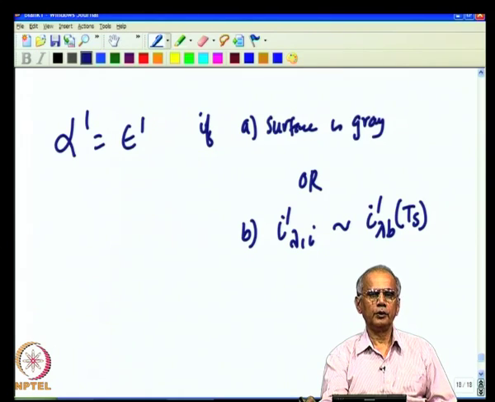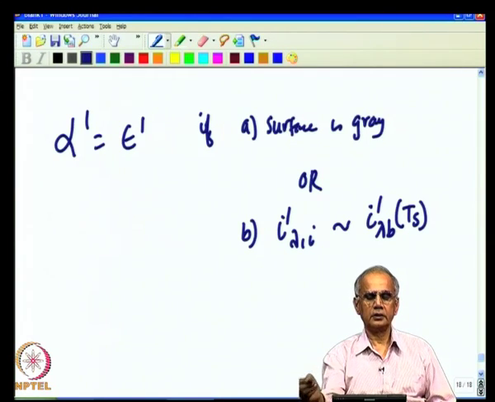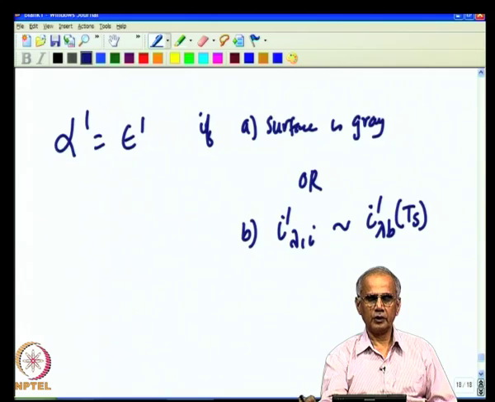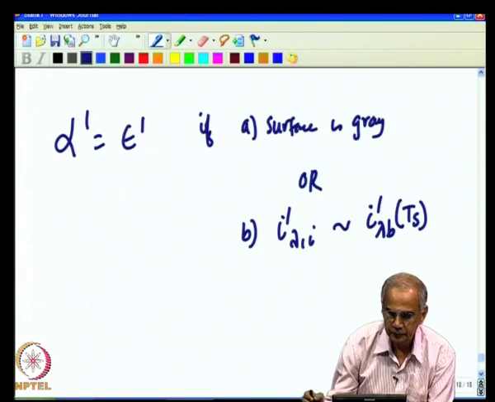That is not true. Kirchhoff's law only depicts the relation between absorptivity and emissivity for directional spectral quantities and not for directional total quantity. So, the validity of this is very specialized: either a gray surface, or the incoming radiation proportional to blackbody intensity at the temperature of the surface, which is rarely satisfied in the real world.